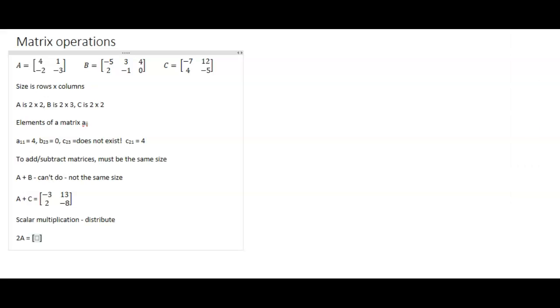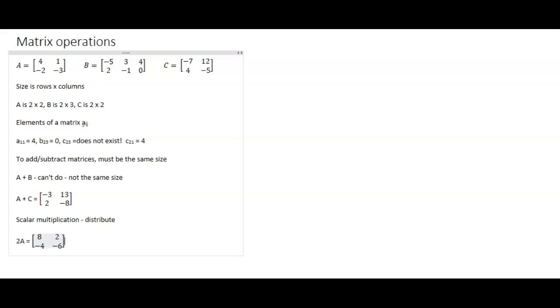Here's my matrix. My nice 2 by 2 matrix. Matrix A, the 1-1 entry is 4. 2 times 4 is 8. It really is just a big distributive property. 2 times 1, 2 times negative 2, and 2 times negative 3.